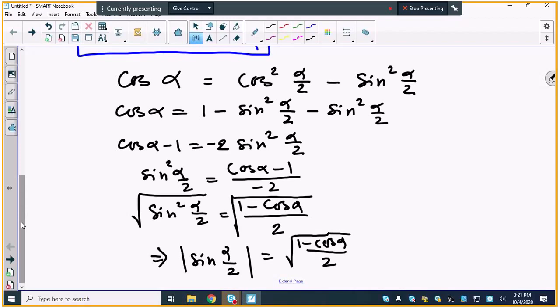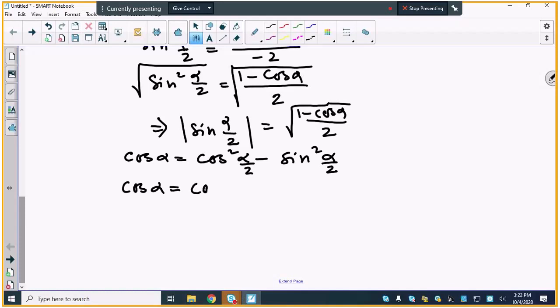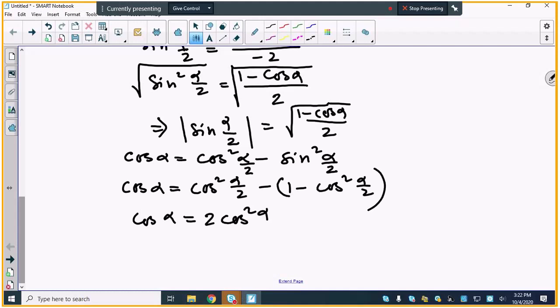Okay, so that raises the question: can I do the same thing for the cosine half angle? Well, I start at the same point. I say cosine alpha equals cosine squared alpha minus sine squared alpha. This time I want the half angle formula for cosine, so I change sine squared alpha over 2 to 1 minus cosine squared alpha over 2, using the Pythagorean identity. Distributing the minus and combining like terms, I will get 2 cosine squared alpha over 2 minus 1.